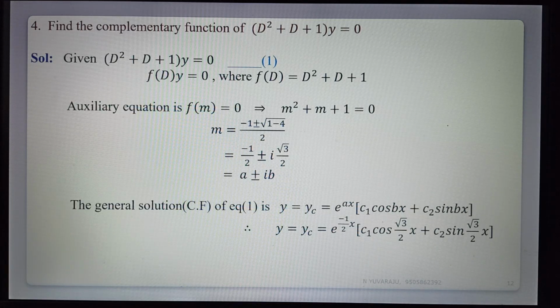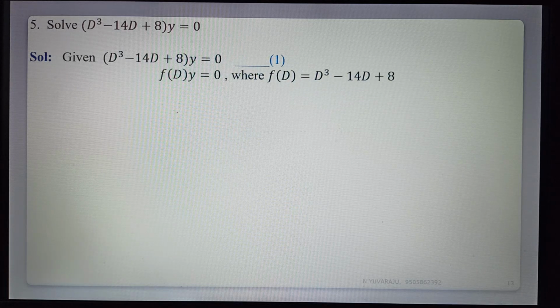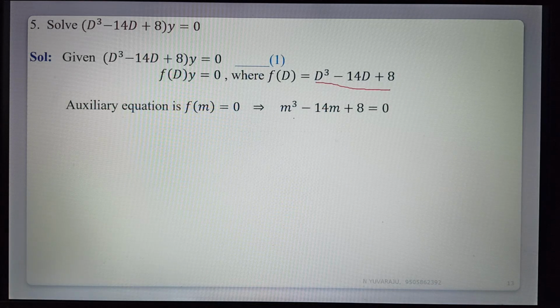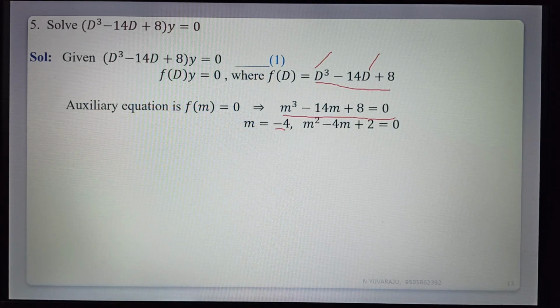Okay, next one. Solve (D^3 - 14D + 8) y = 0. The given operator form is f(D) y = 0, where f(D) = D^3 - 14D + 8. So the auxiliary equation is m^3 - 14m + 8 = 0, replacing D with m. Find the roots. The first root, m = -4, is found by inspection, directly substituting m = 1, -1, 2, -2 and so on. Whichever satisfies is the first required root, and here m = -4 satisfies.